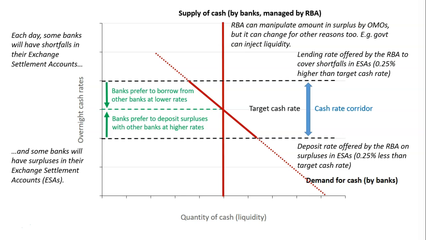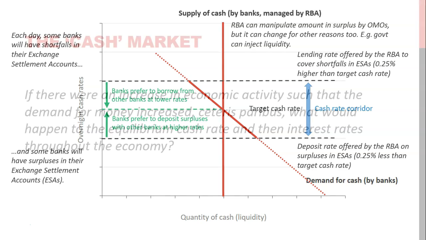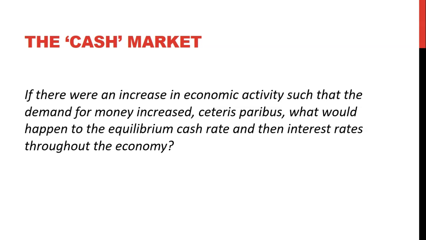For example, the federal government could inject more liquidity into the banking system. And it might do that, for example, by increasing unemployment benefits that are paid out. That would increase the amount of liquidity in the banking system. Now, if there were an increase in economic activity such that the demand for money increased, ceteris paribus, assuming nothing else happened, what would happen to the equilibrium cash rate and then interest rates throughout the economy?